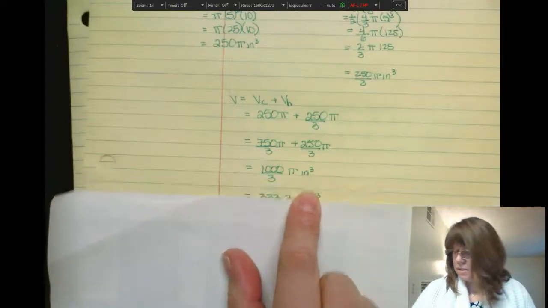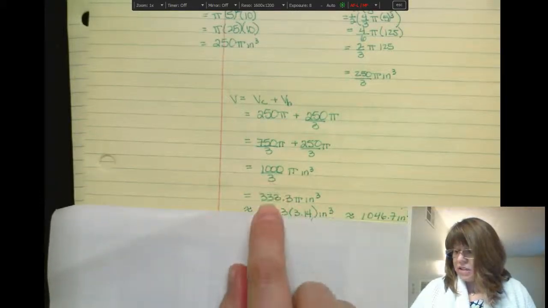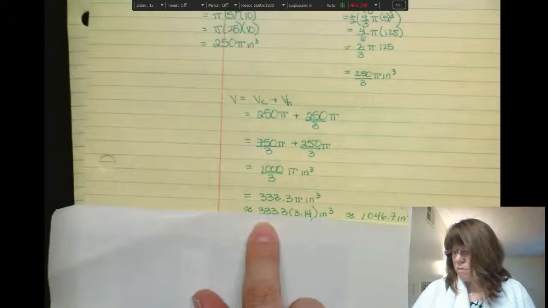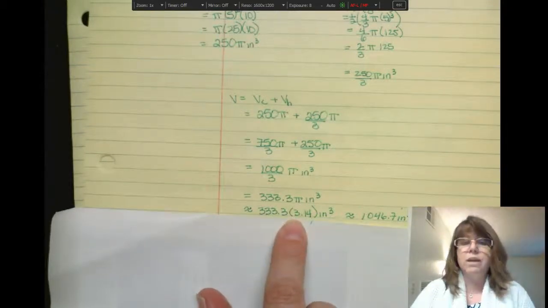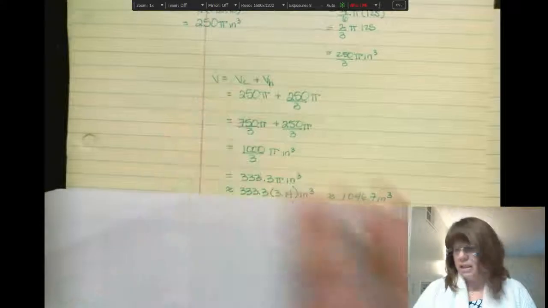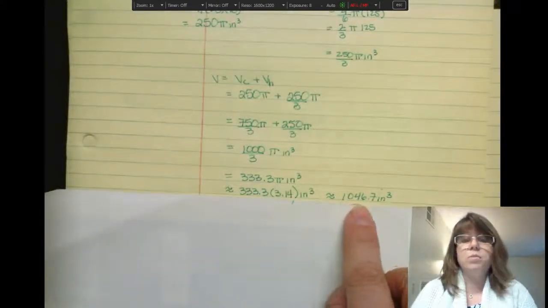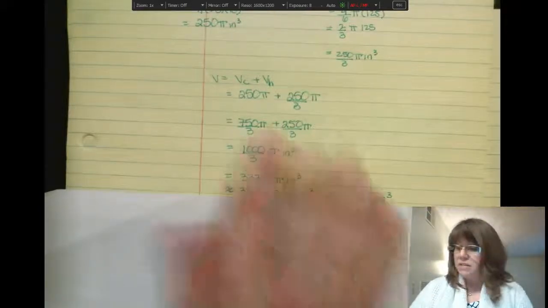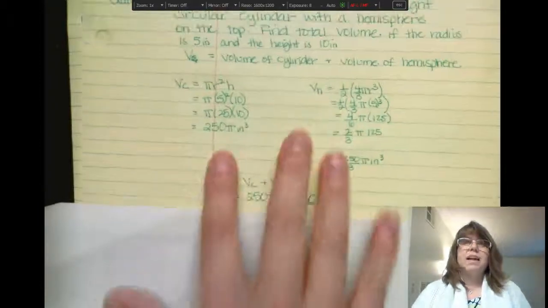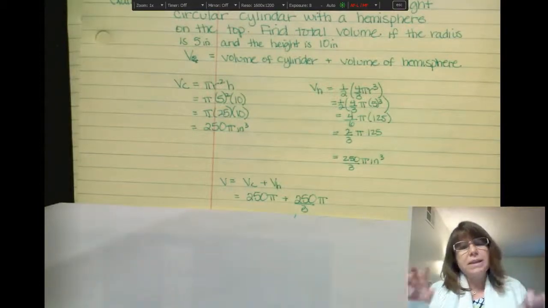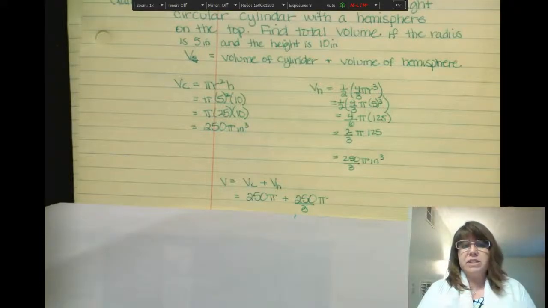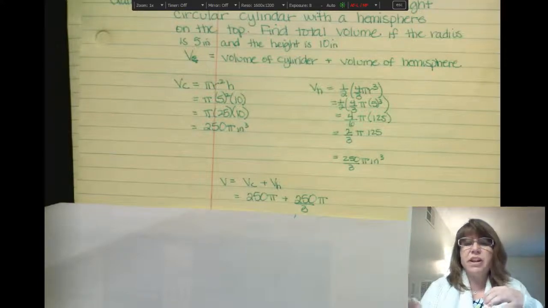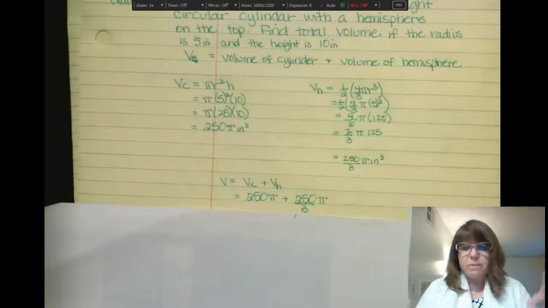Couple more steps. 1,000 divided by 3 is 333.33333 pi inches cubed. I'm going to approximate it at 3.14, giving me approximately 1,046.7 inches cubed. When you see a complex figure that has multiple shapes together, just break it down little bit by little bit. Volume of the cylinder, figure that out. Volume of the hemisphere, figure that out. If it's a hemisphere on top of a cone, figure those out separately and add them together.